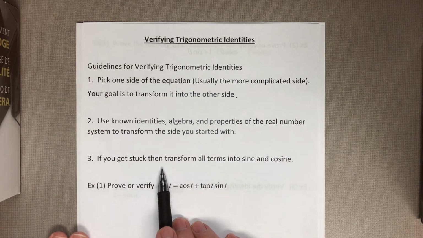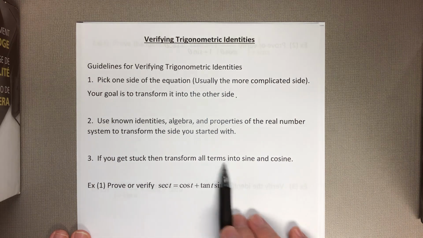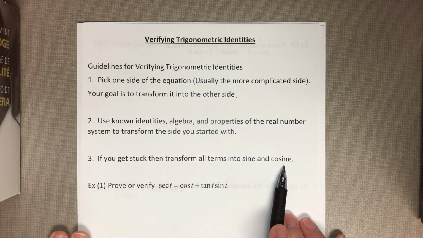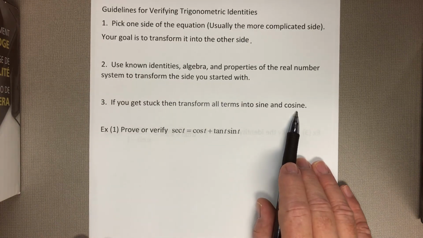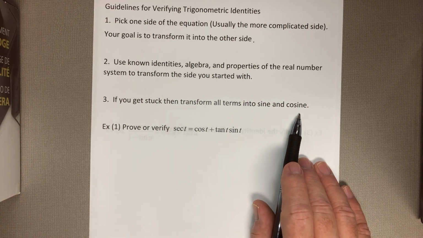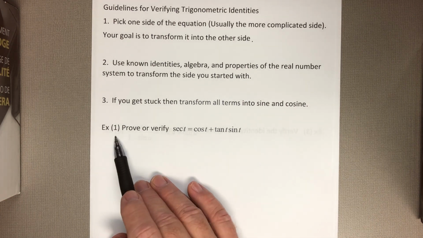If you get stuck, then transform all terms into sine and cosine. All right? So let's go verify some identities. All right, let's start with example 1.